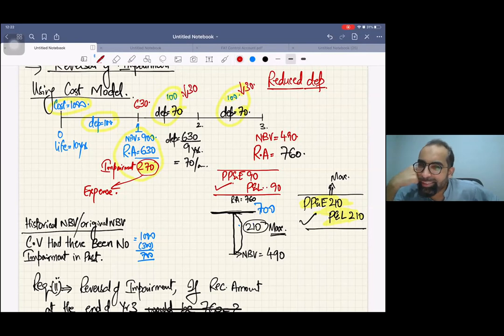Not getting it? Out of this 270, you have already enjoyed reduced depreciation of 30 and 30 over two years, which is 60. So you have already taken advantage of 60. So 270 minus 60, now you are only allowed to reverse 210. That's the key point, a very interesting point. This was the logic for why the maximum is only 210.